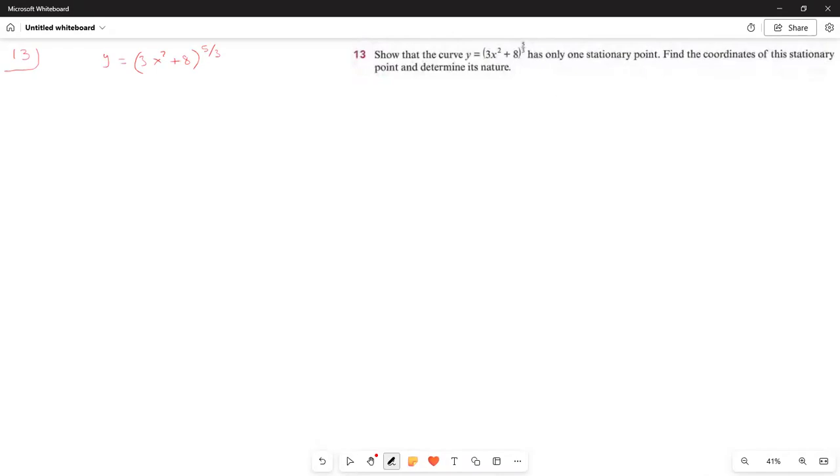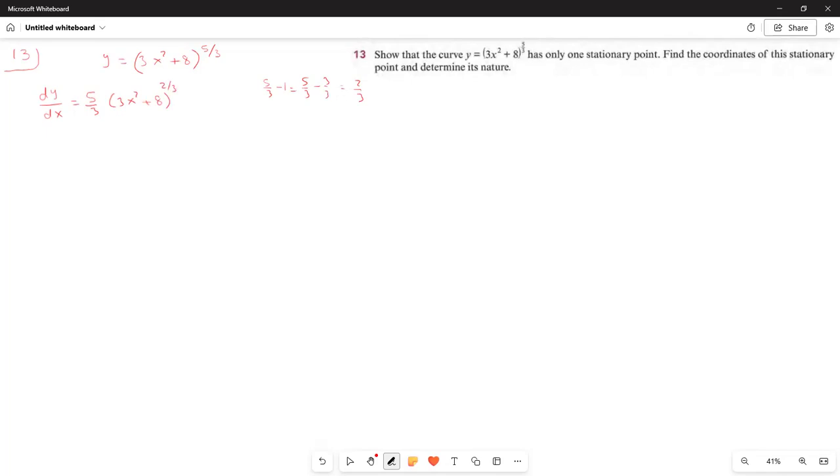Okay, so how do we find the stationary point? We need to find its derivative and equate it to 0. Remember? So dy by dx is equal to 5 by 3 times (3x squared plus 8) and the power is 5 by 3 minus 1. So this is going to be 5 by 3 minus 3 by 3. So 5 minus 3 is 2 by 3. So it has a power of 2 by 3.